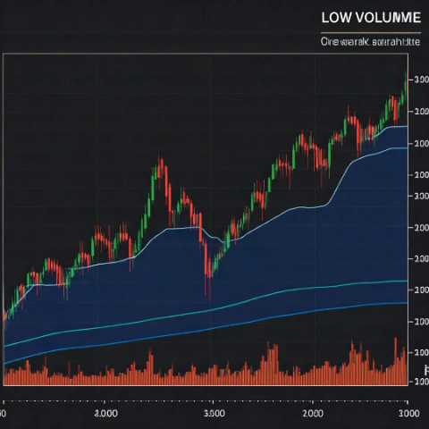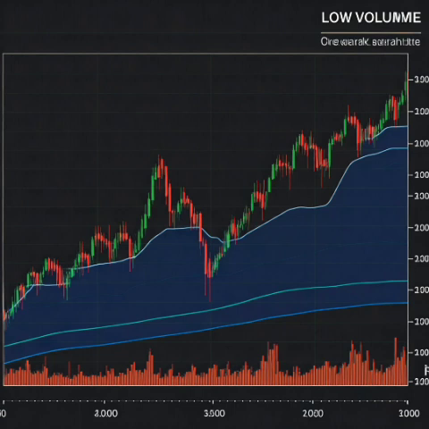Now, another way to use VPA is to look for what's called effort versus result. This is where we compare the amount of volume to the size of the price move. So if we see a big price move with low volume, that could be a sign that the move isn't really sustainable, because there's not a lot of conviction behind it. Right. And if we see a small price move with high volume, that could be a sign of strong buying or selling pressure. So it's like the market is really trying to move the price. Exactly. So effort versus result is another way to gauge the strength of a price move.